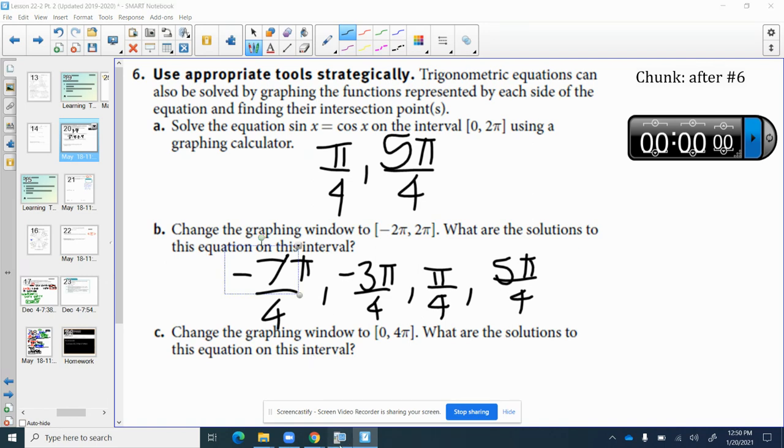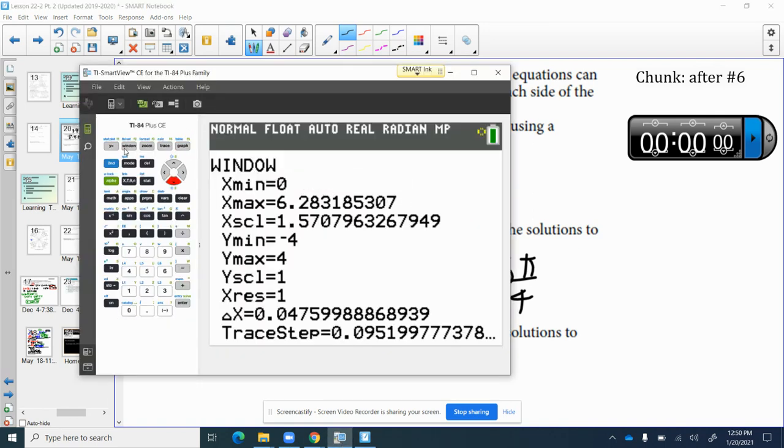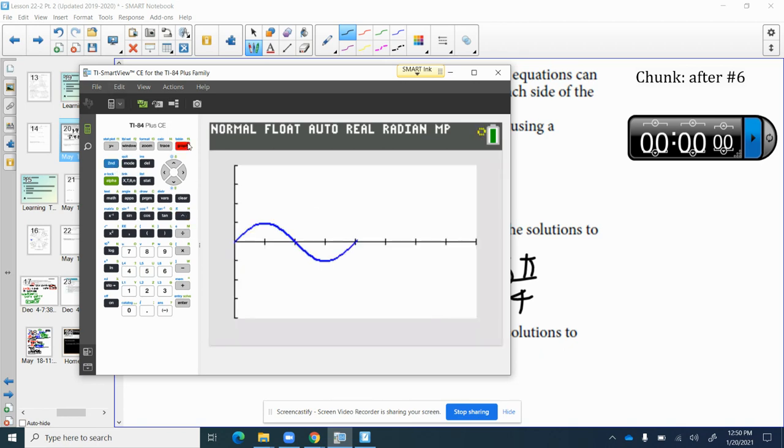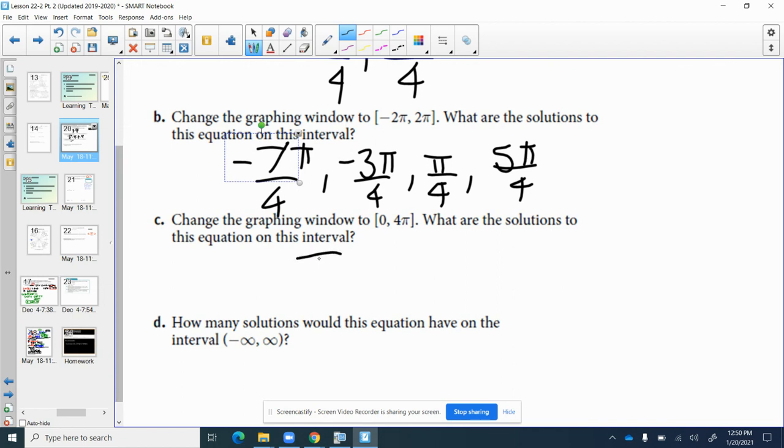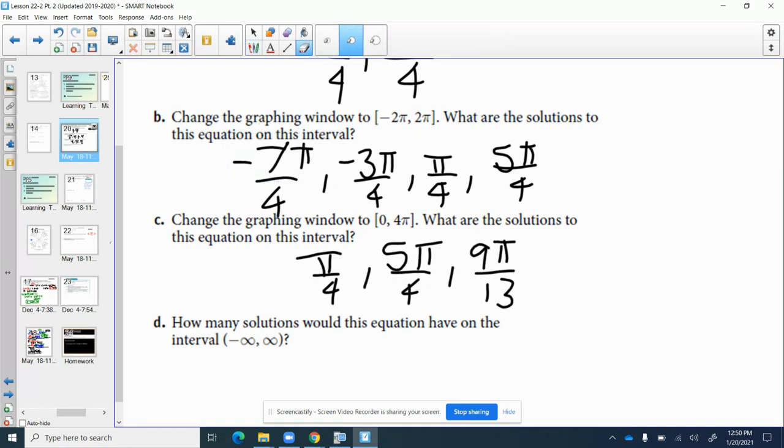And if we change the window one last time to 0 to 4 pi, again, we would see included in our answers pi over 4 and 5 pi over 4, but now we would also have 9 pi over 4 and 13 pi over 4. Okay, so what we're seeing is that, depending upon what range of values you are looking for, it's going to dictate what our solutions are, how many there are, what range we're looking at based on this interval.